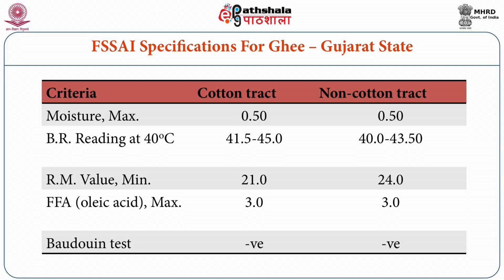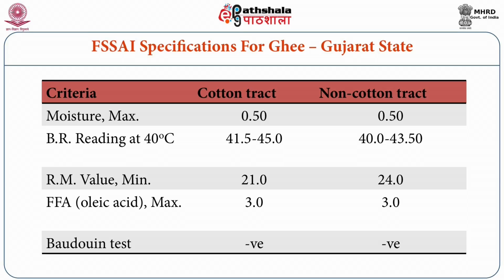In short, it is called BR reading, based on refraction of the light when it passes through melted ghee. For cotton tract region, it should be between 41.5 to 45, whereas in non-cotton tract, it ranges between 40 to 43.5. What is the significance of this BR reading?